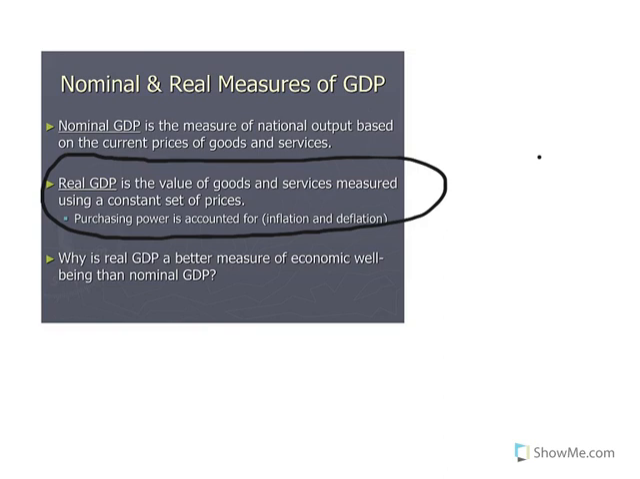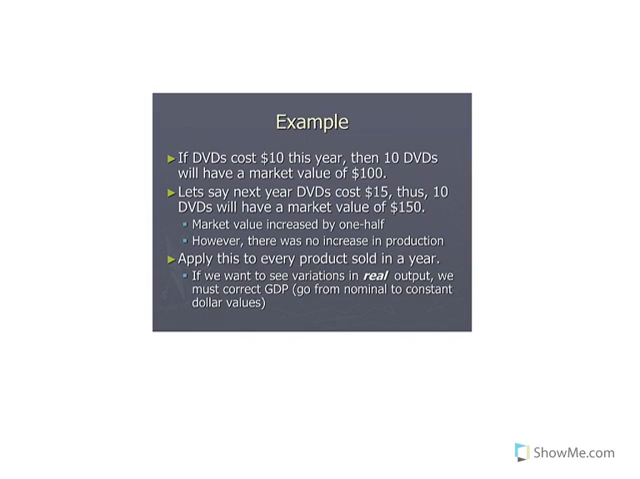So again, we always want to make sure that when we are calculating GDP, we are calculating it in real terms. It will make a lot of sense if we look at an example, in other words, looking at something in real terms versus adjusting for inflation. So let's say, for example, that this year a DVD is going to cost you $10. So obviously, if we produce 10 DVDs, it will have a market value of $100.